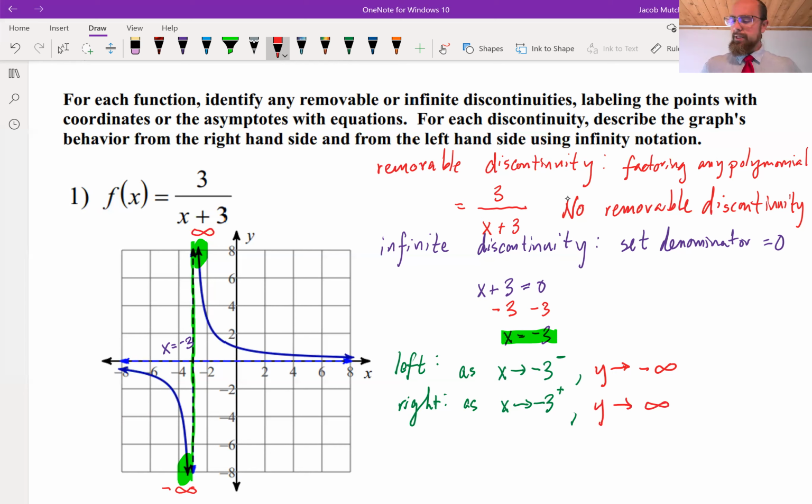Just to recap, we did not have any removable discontinuities because there was nothing to factor or cancel. I did have an infinite discontinuity at -3, and that allowed me to describe the behavior of the graph from the left and from the right as it approached that discontinuity.